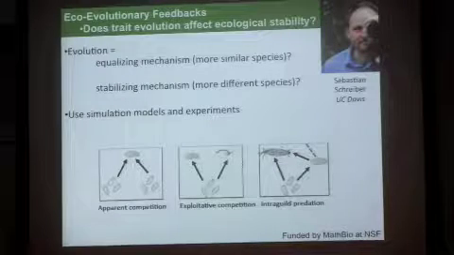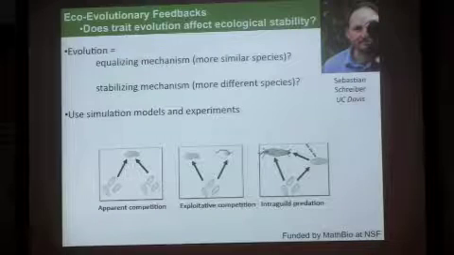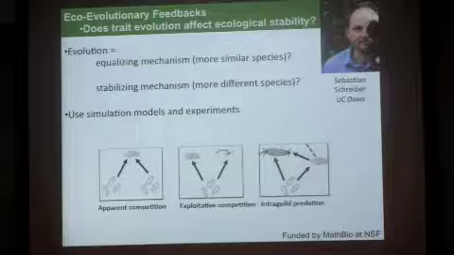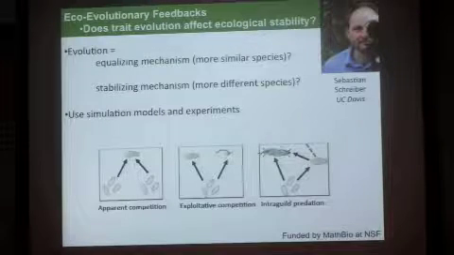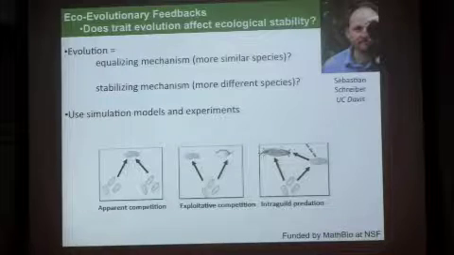So we're taking communities where you have apparent competition as the dominant interaction, or exploitative competition, or omnivory, and asking, both in simulation models and in experiments, if you allow species to evolve in that community, does it increase or decrease stability?